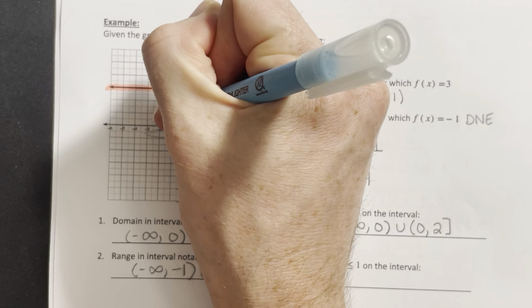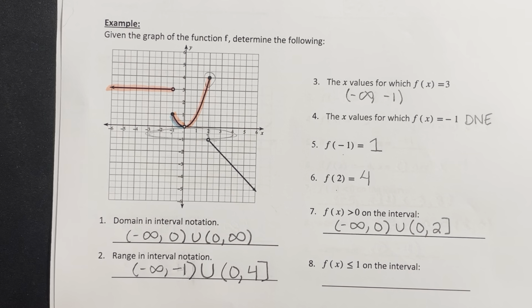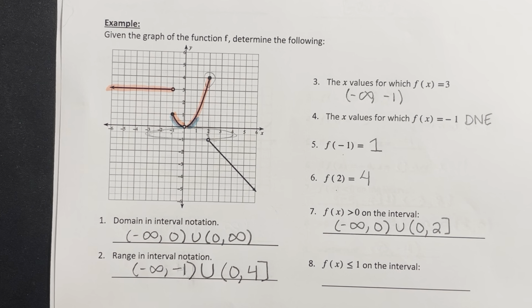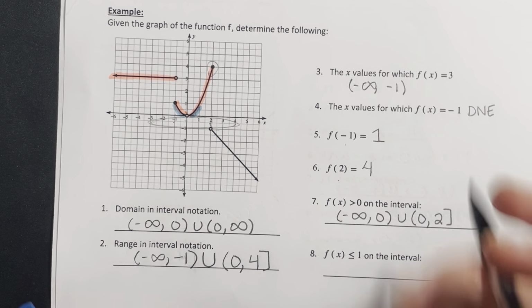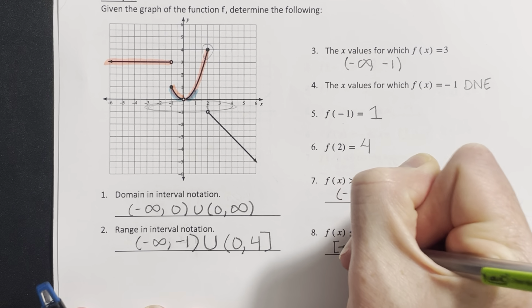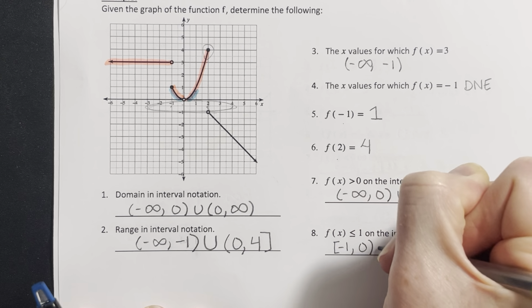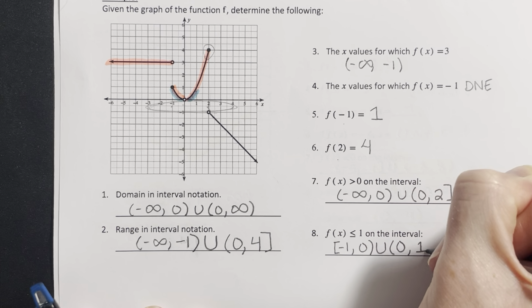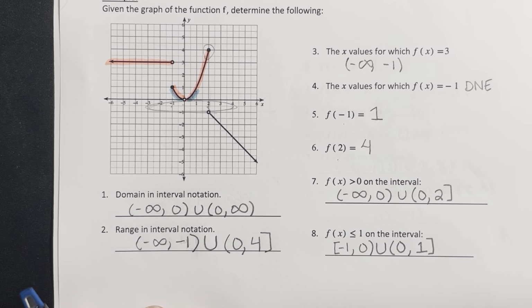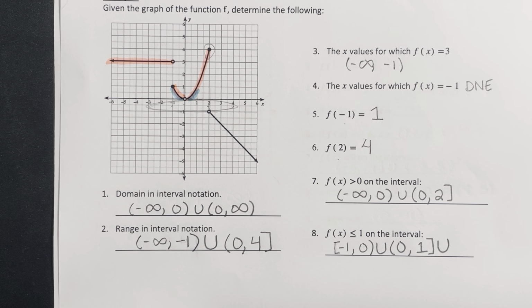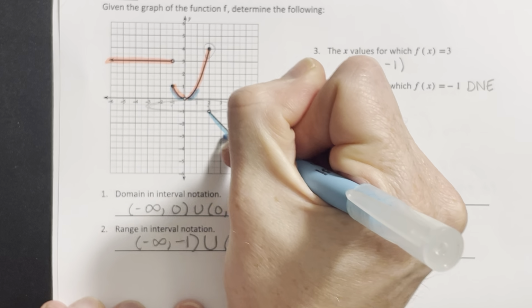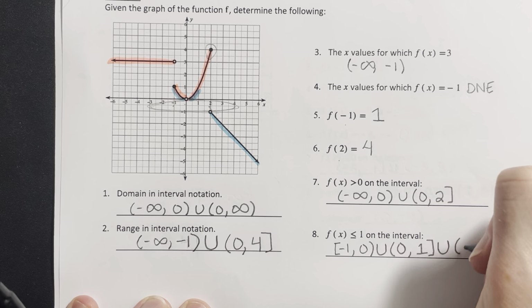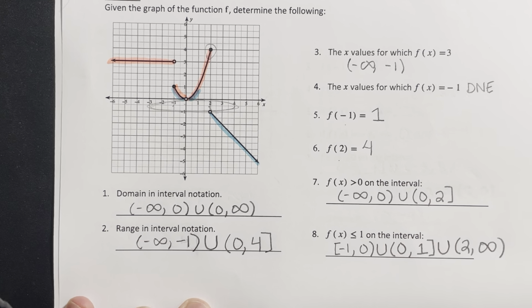So just kind of ignore the fact that I'm having to double color some of this graph since I can't erase it. But there is a section that is less than or equal to +1 from -1 to 0 with a parenthesis, union 0 to +1 with a bracket. And we have another section here that's less than +1. So that would be from 2 to infinity.